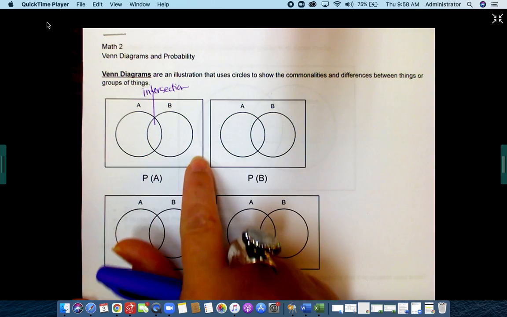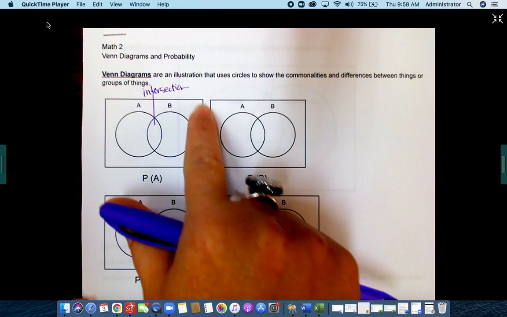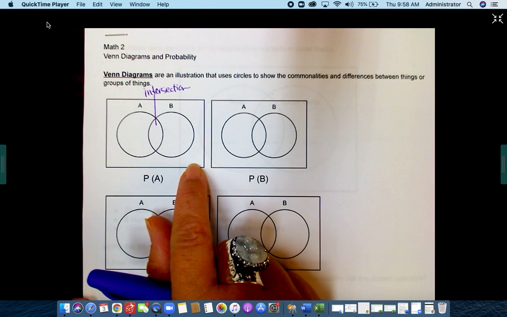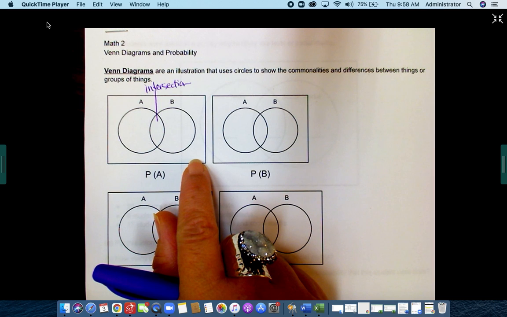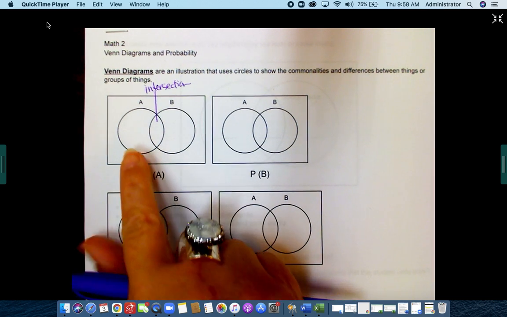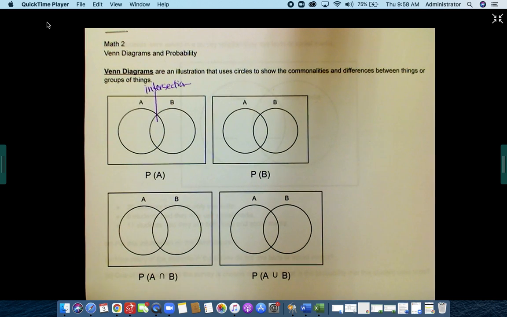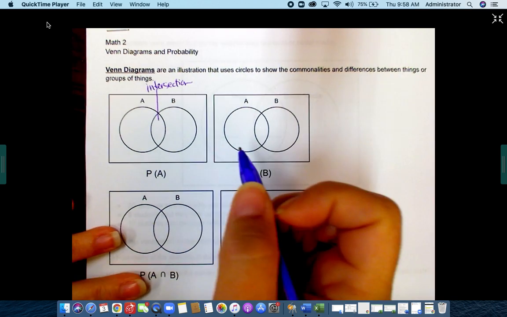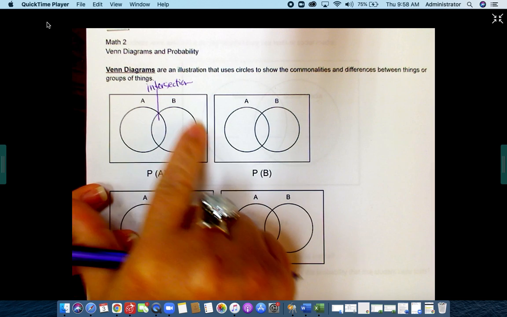So what do you think would be represented by the space in the box, but outside the circles? Students that like neither apples nor bananas. They don't like either one. So that's what we're going to be doing, looking at how we can use a Venn diagram to illustrate some data and then use it to find a probability. So that was just a quick rundown on that.